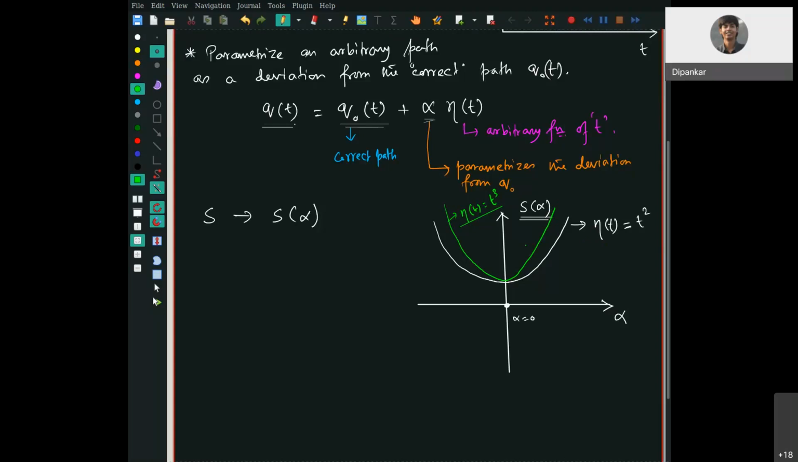So without any ambiguity, you can always write that if Q0t is my correct path, then dS/d alpha at alpha equals 0 should be 0. So this is the governing principle. Does everybody understand that? Let me know if there is any confusion up until this point.